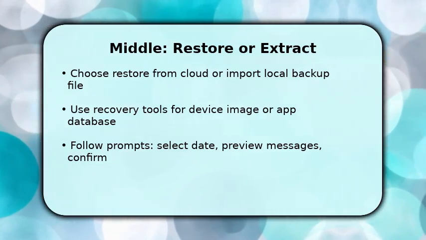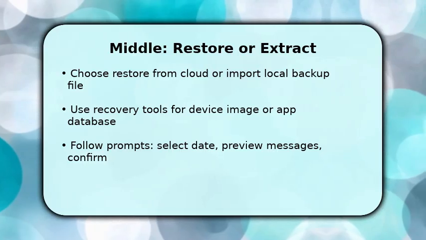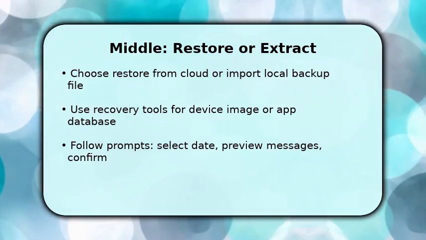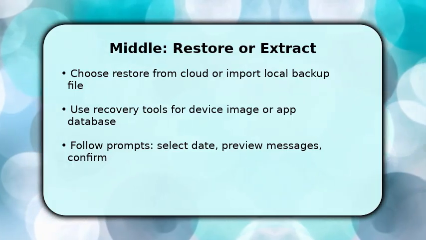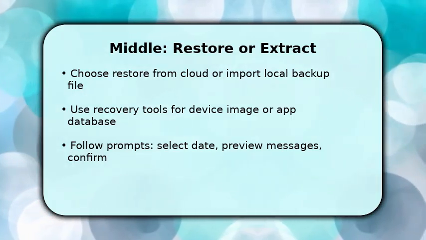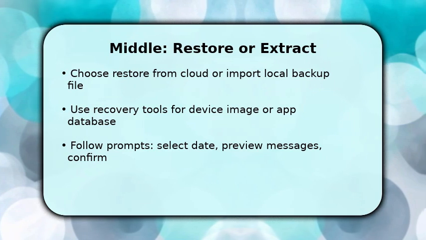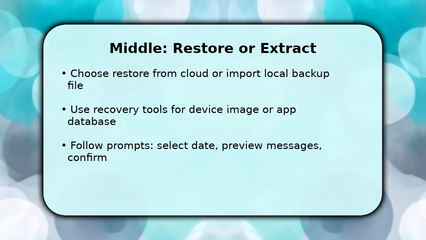If direct restore fails, use a recovery tool to image the device or extract the app database. This recovers message fragments and attachments. Make sure to run tools as administrator and keep backups read-only, so you don't accidentally change timestamps or corrupt data.